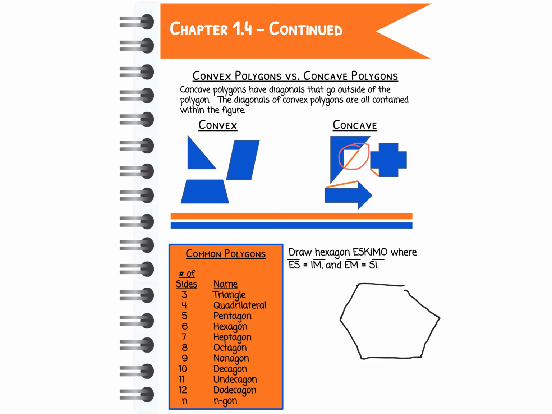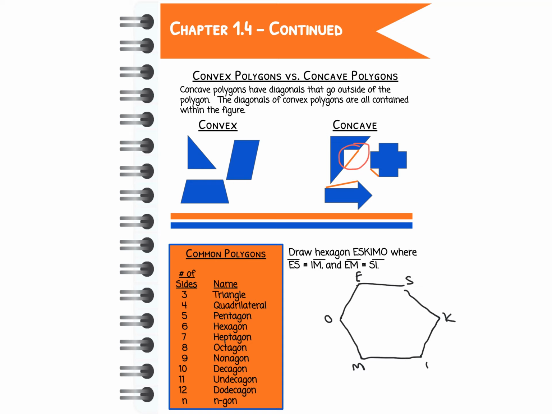ESKIMO, okay? So the way you name a figure is you can start wherever you want, but then you need to travel in a circle around your figure. It does not matter if you go clockwise or counterclockwise, but what you are not allowed to do is skip around. You can't zigzag. It has to go in a continuously smooth circle. So I went clockwise. We could have also gone counterclockwise.